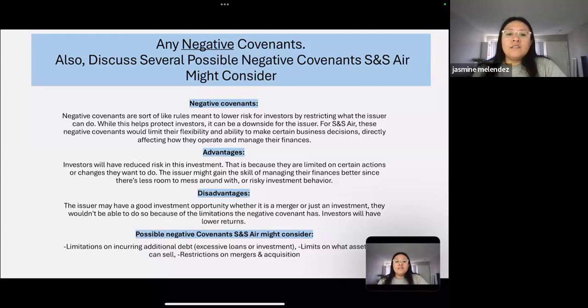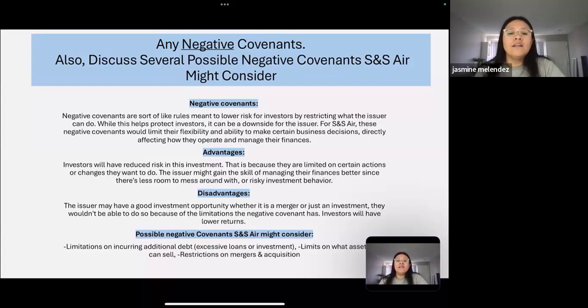A few advantages of negative covenants would be that the investors have reduced risk, specifically for this investment. That is because the issuer is limited on certain actions or changes on what they would like to do or can do. So the issuer might gain the skill of managing their finances better, since there's less room for them to mess around with or make any risky investment behavior and lose a lot of money or go bankrupt.